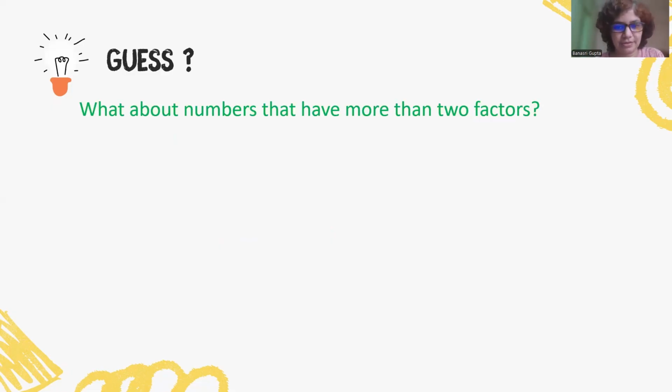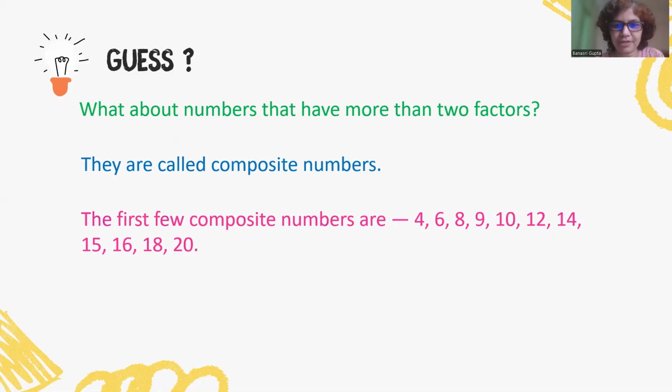So guess what is the other set of numbers which have more than two factors called? They are called the composite numbers. Here are first few composite numbers: 4, 6, 8, 9, etc.